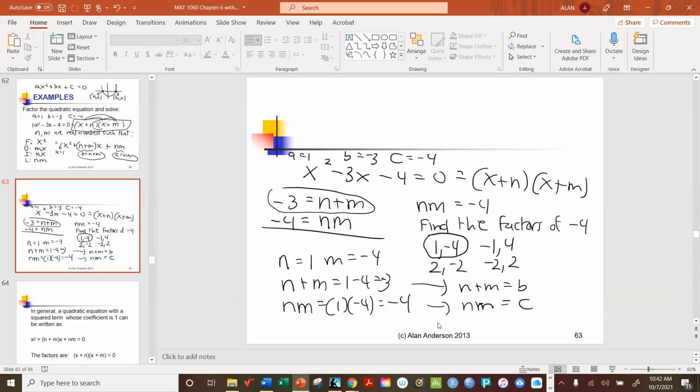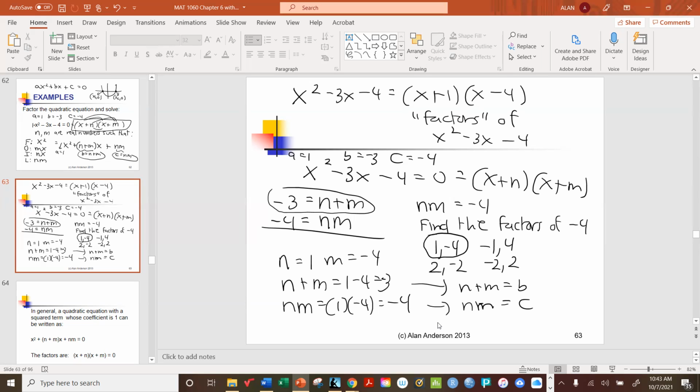So I can come back up here and say, all right, well, if that's the case, then my conclusion is that this expression equals x plus 1 times x minus 4. And so these are the factors of x squared minus 3x minus 4. All right, so let me move this to a new slide.